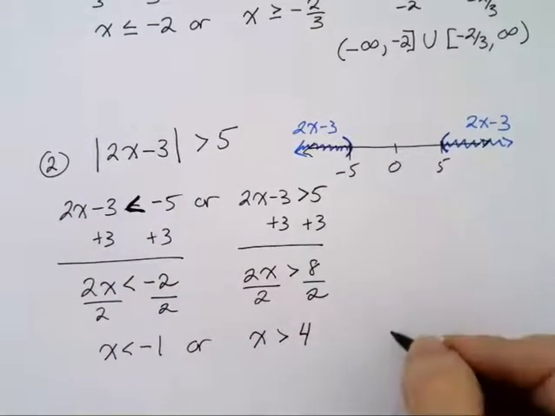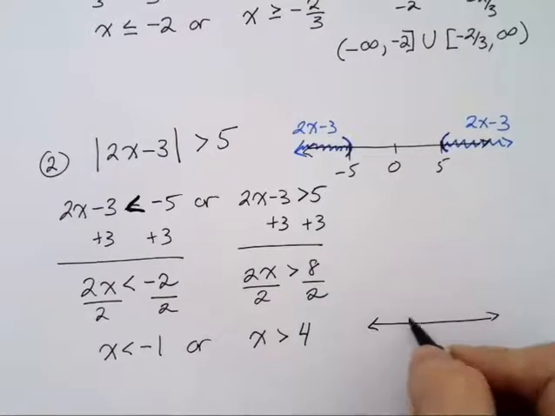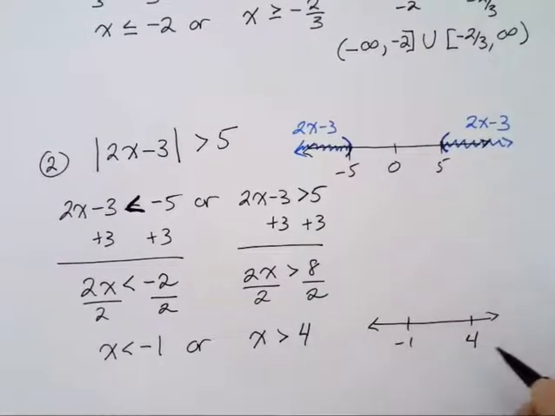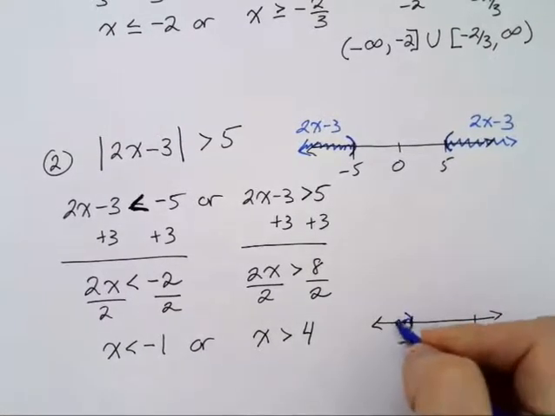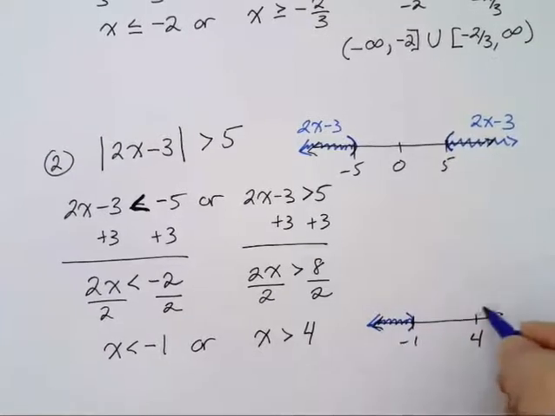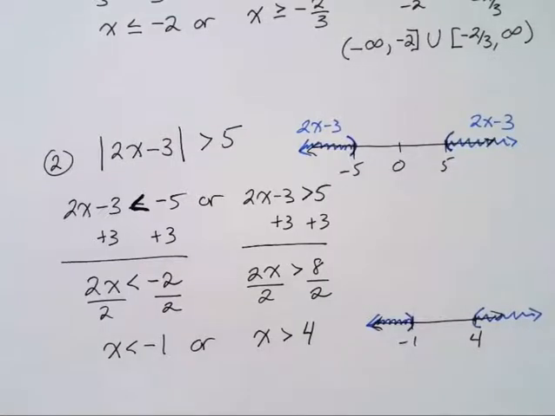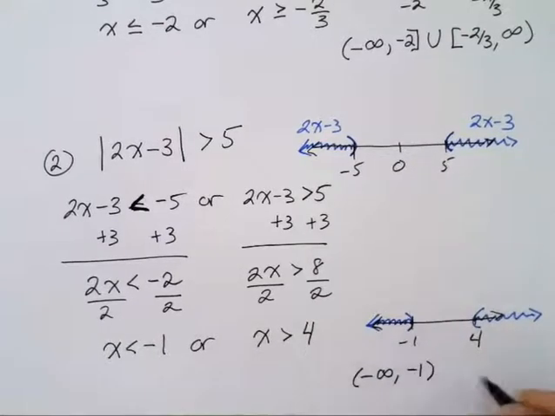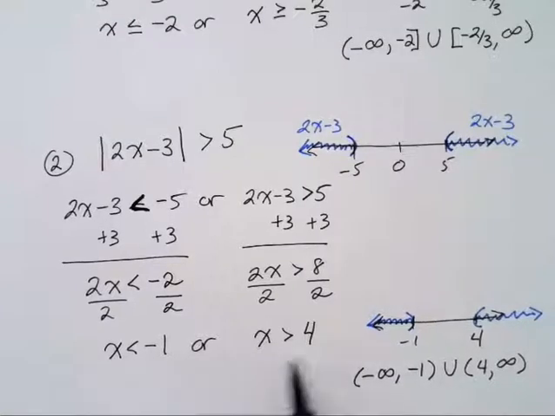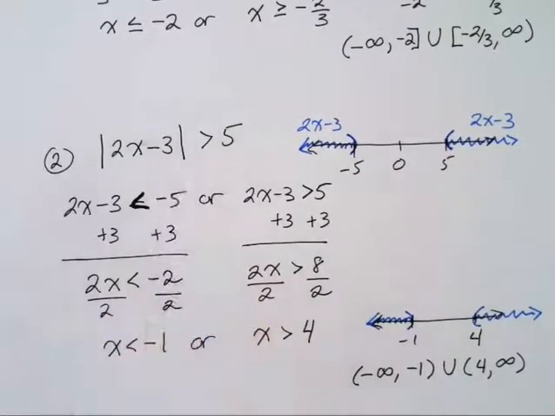I can graph that. Here's negative 1, here's 4. I'm not including either of them. I'm less than negative 1, parentheses shading to the left. I'm greater than 4, parentheses shading to the right. As an interval, parentheses negative infinity, comma negative 1, parentheses, union, parentheses 4, comma infinity, parentheses. And again, this solution set tells me what values x can be to make this inequality true.